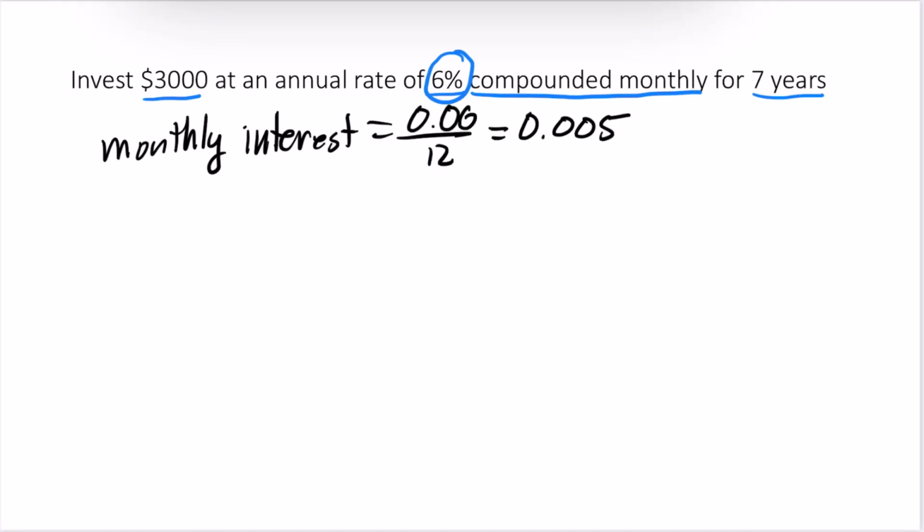So if we were to write out how we would calculate this, we would do 3,000, and after the first month, we would multiply by 1.005.